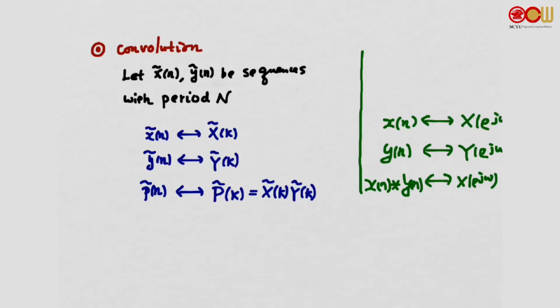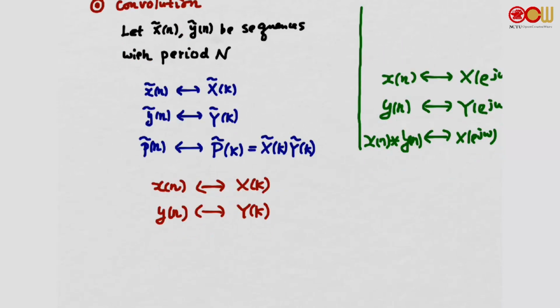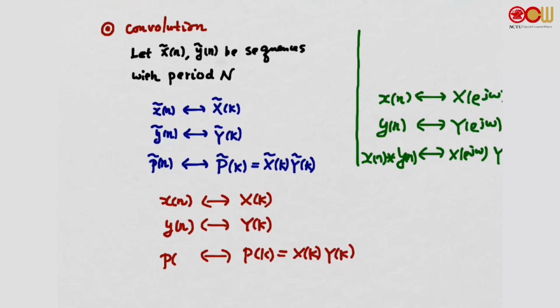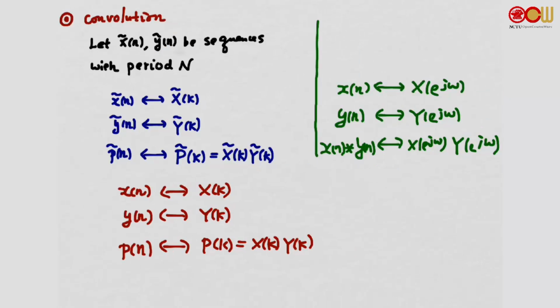Now if we state this in the DFT domain, that means we have a sequence x[n], the DFT X[k], and sequence y[n], the DFT is Y[k]. Now we take the product of the two, P[k] equal to X[k]Y[k]. What will be the sequence p[n]? How is sequence p[n] related to x[n] and y[n]? P[n] would be a convolution of x and y.